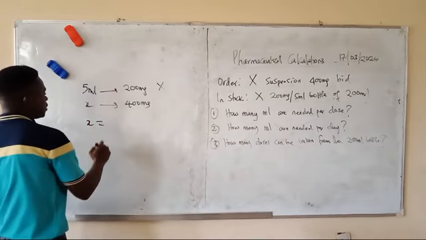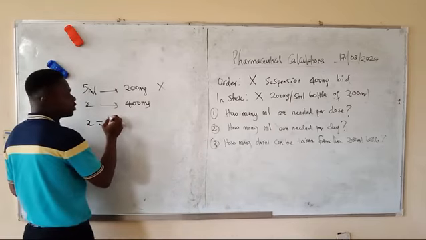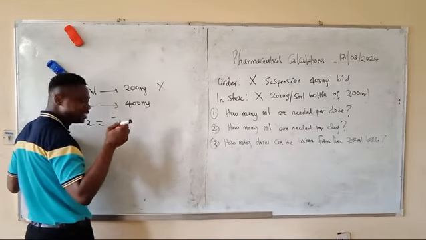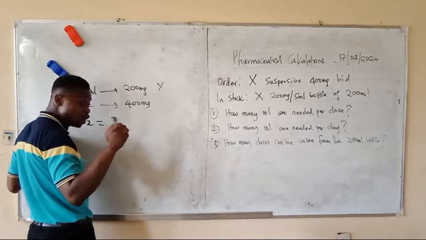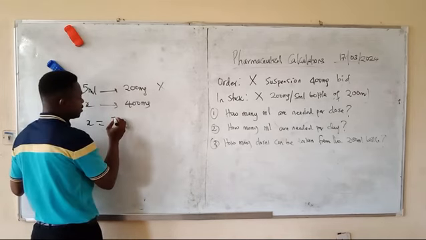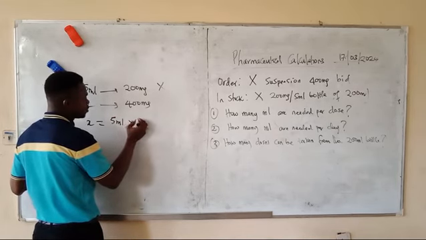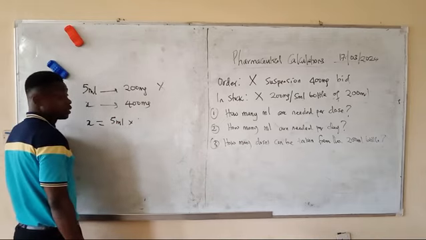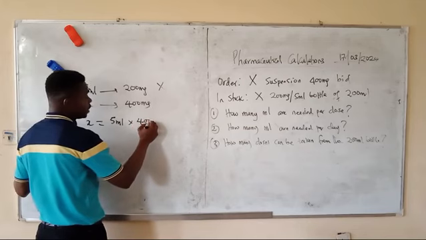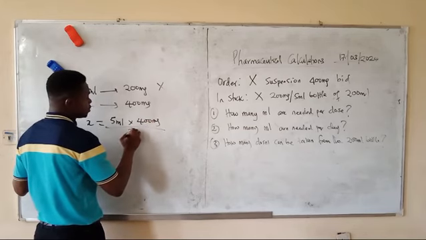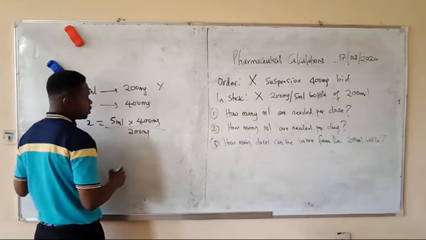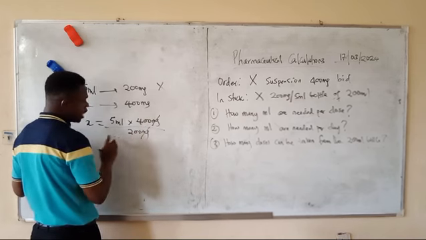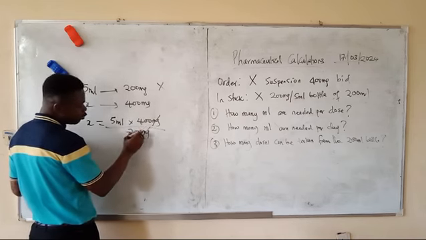X equals 5 times... Stop throwing away your units. It will help you, then you understand. Put your units. 5 ml times what? Sorry, times 400 milligrams, all over 200 milligrams. Milligrams will do what? Cancel. We are left with ml. So 200 will cancel 400.